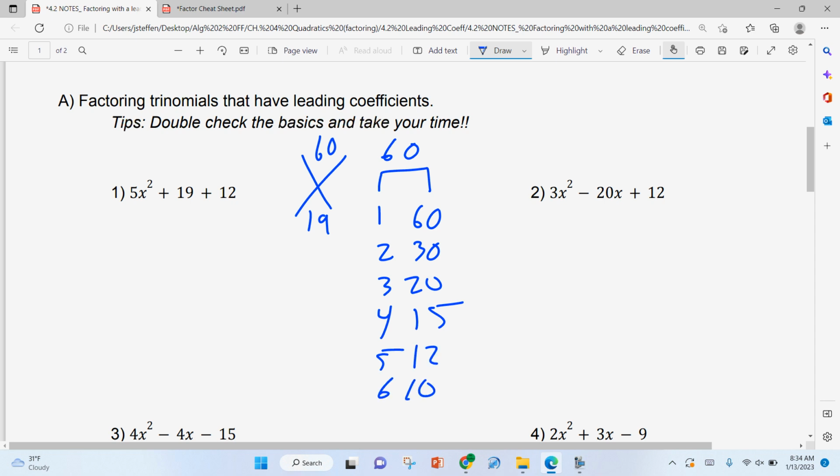I usually list all of them just because I kind of have to do one thing at a time. I can't multitask very well, which you guys probably already knew about me.